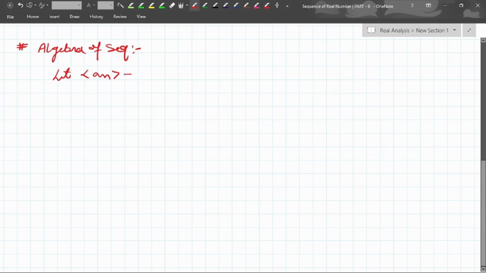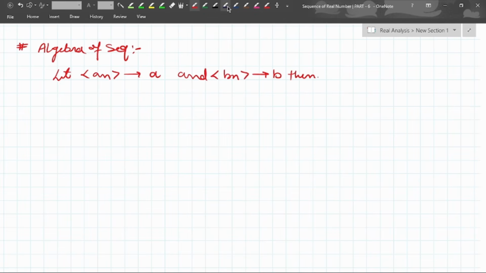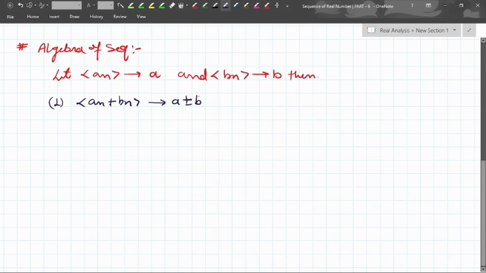let a_n tend to a, it means a_n converges to a, and the sequence b_n converges to b. Then here we have the first result: a_n plus b_n. If I add both sequences, it will converge to a plus b, or a plus or minus b, since I take addition and subtraction also. Then if I multiply a_n into b_n, it will go to a into b.